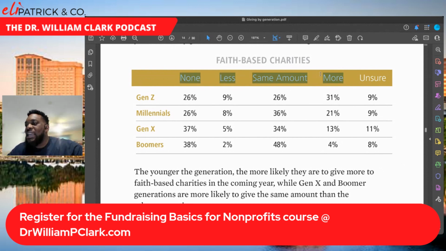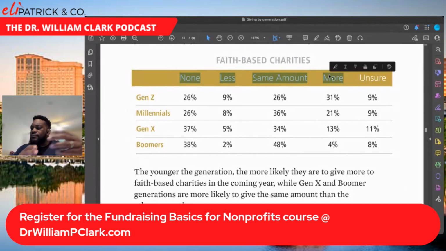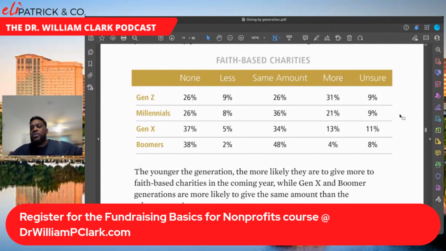None, less, same amount, more, or unsure. So we just said that focusing on those who are giving none can be a very, very difficult sell and ask. I would also argue that focusing on those who are giving less can be a difficult ask, but it is important to think about, or at least ask them, "Wait, why are you giving less?"